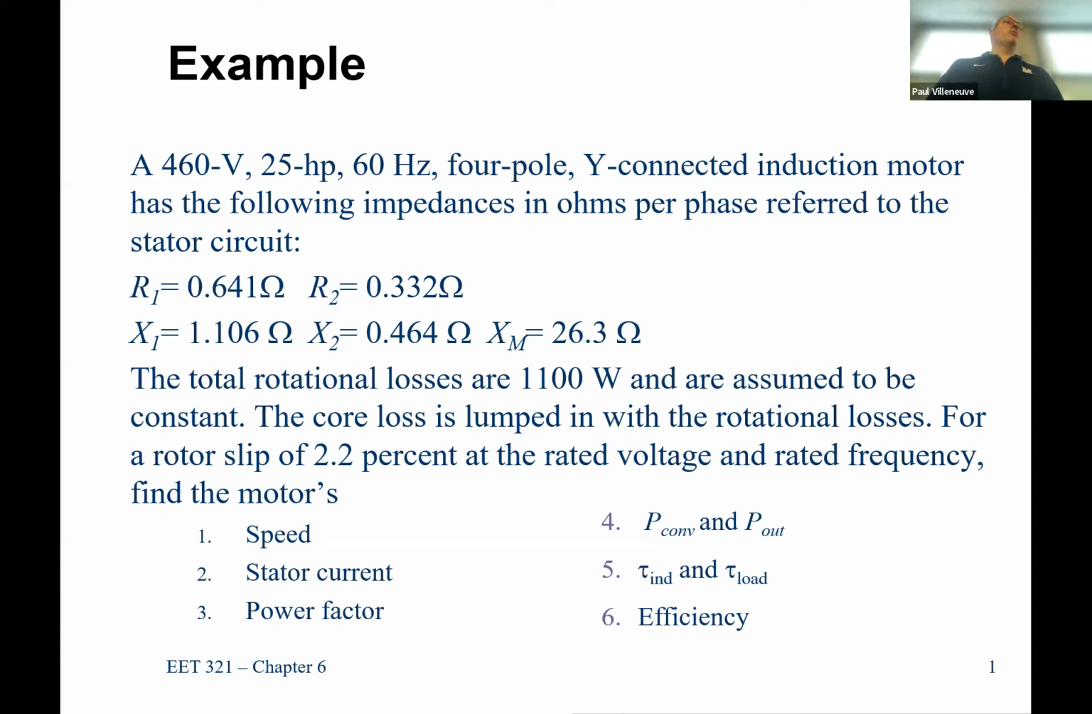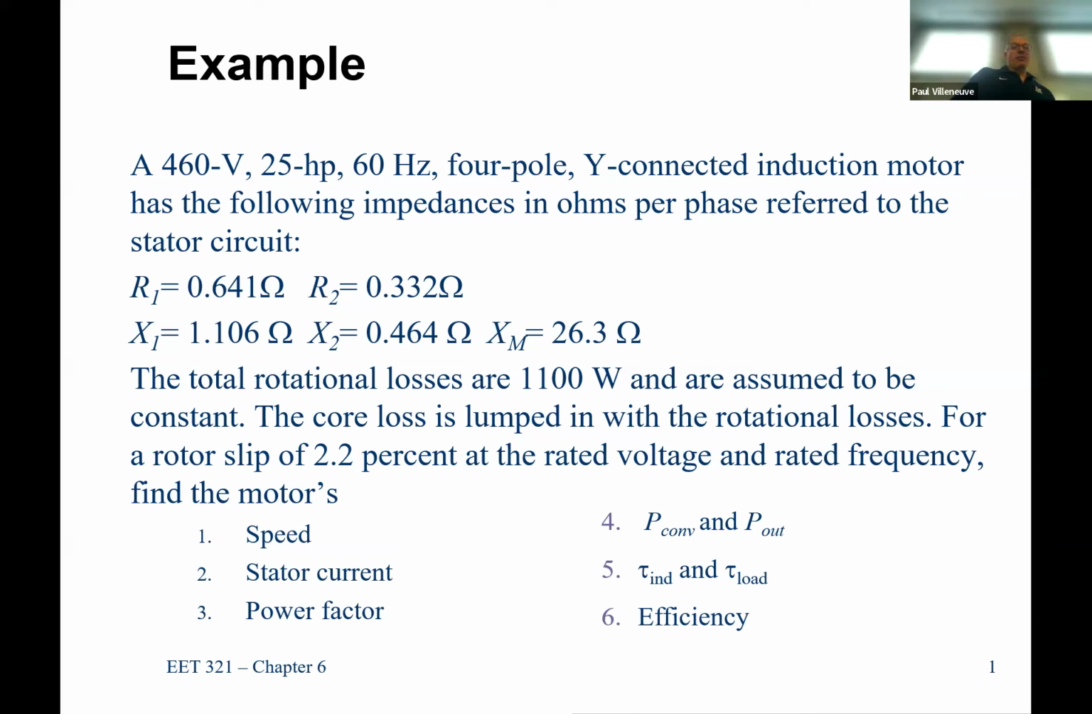If you write loop equations, you actually have a little more information, because not only do you have the stator current, but you also have the rotor current. So it really gives you a lot of information, and then you can very quickly calculate any parameter that you want, losses and all that stuff. So we have a 460 volt, 25 horsepower, 60 hertz, 4-pole, Y-connected induction motor.